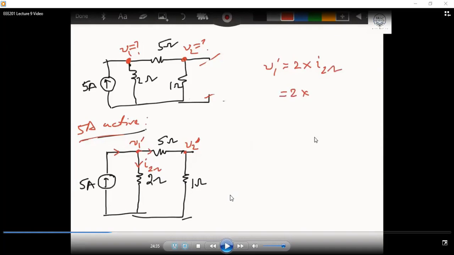I have to tell the current across the 2 ohm, right? I2 prime, the current through the 2 ohm resistor, by using the current division law. Exactly. What is that? 5 by 7 into 5. Why do you get 5 by 7? 5 by 7 into 5. Is it short circuited here?